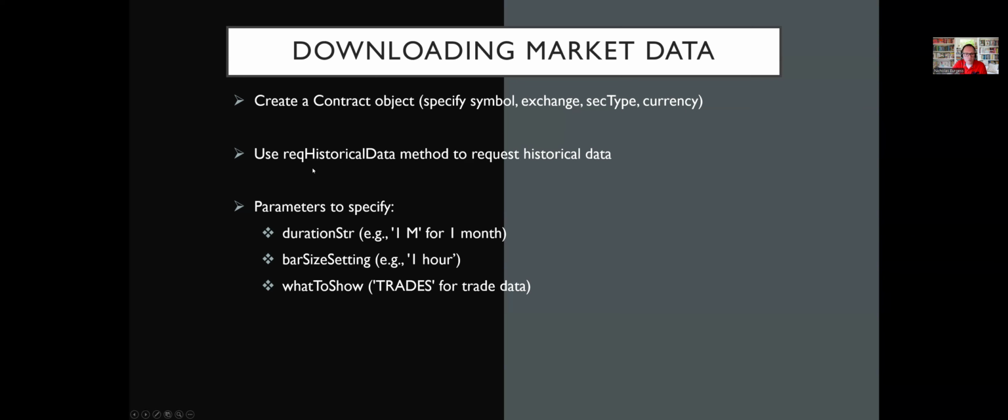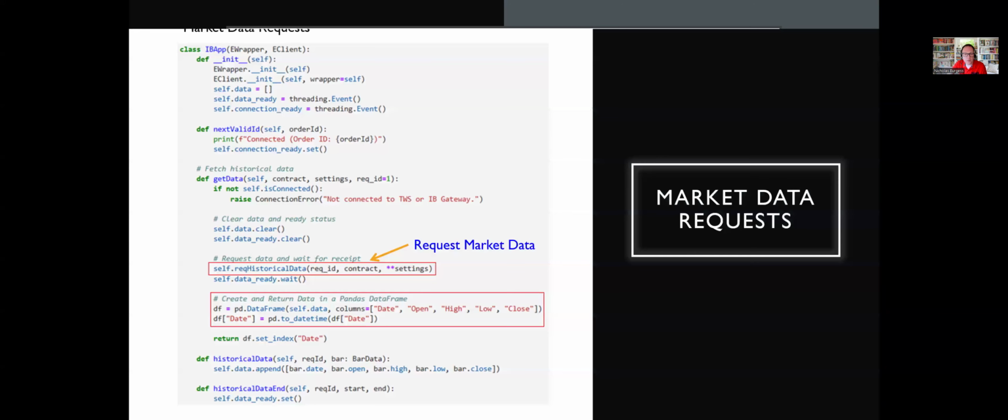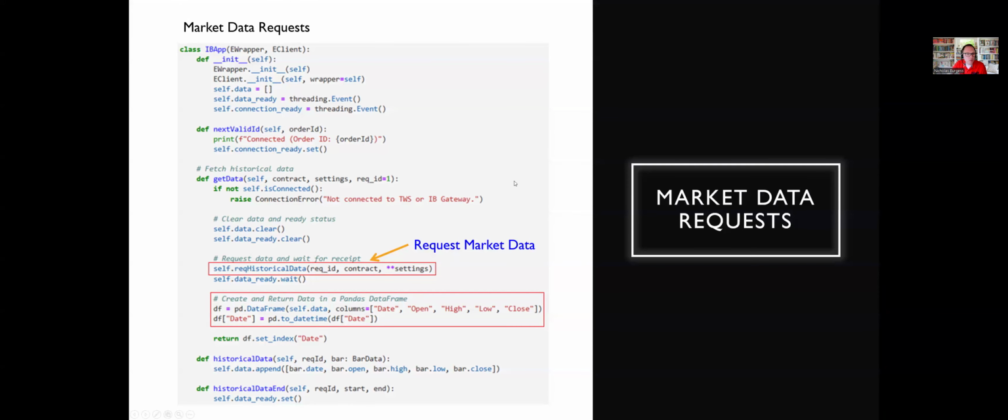This will make the request. Then you have two callbacks when you receive the data. You receive line by line historical data, and you'll also receive a callback to say when all the data has been received. That'll be historical data end. We'll see that shortly. So this is what a piece of code might look like.